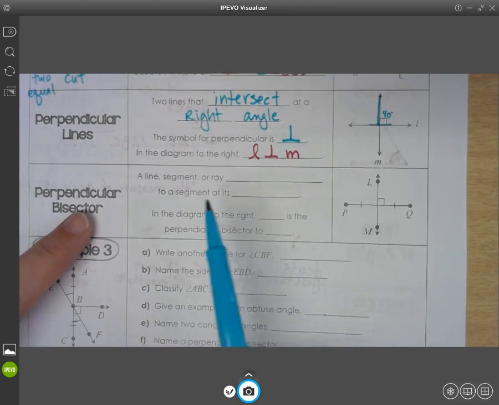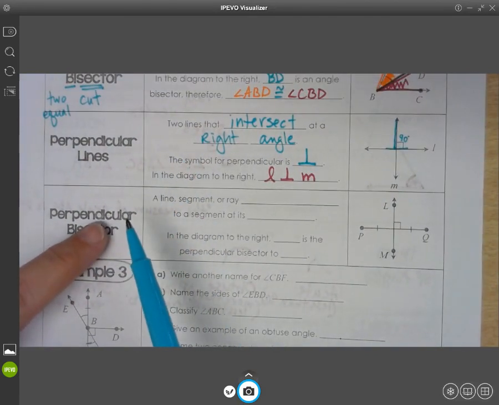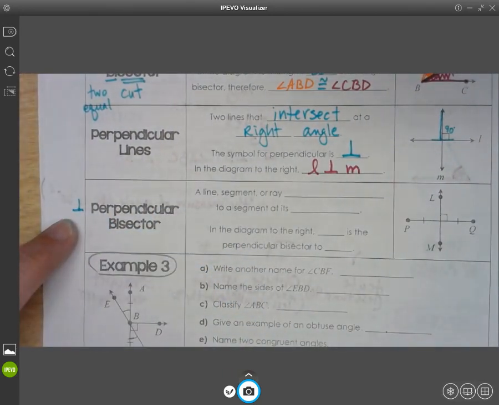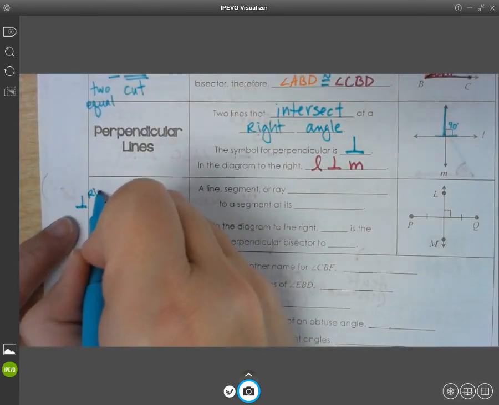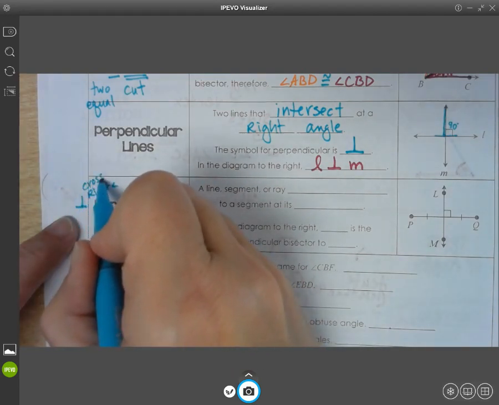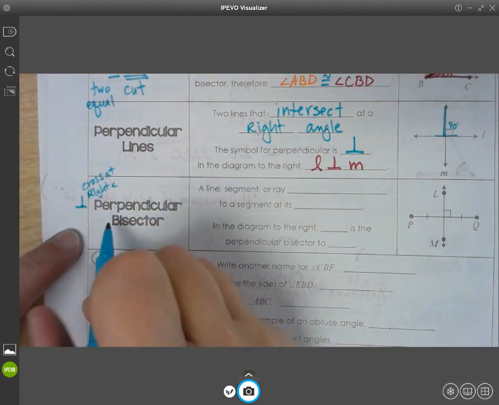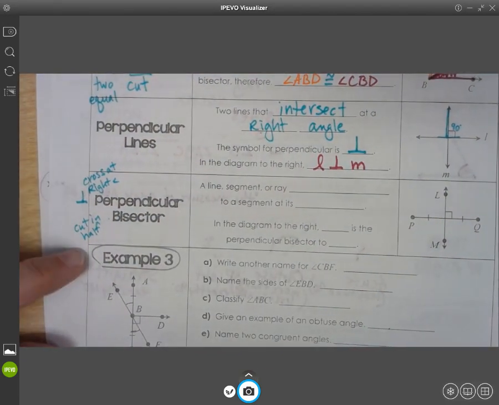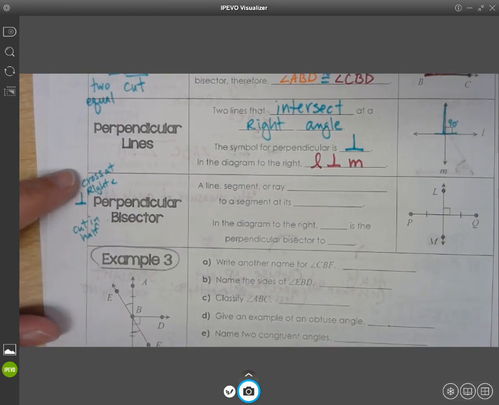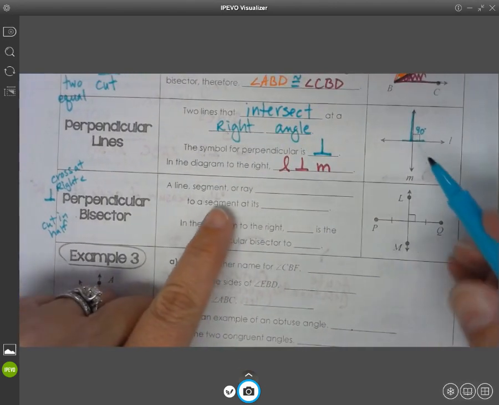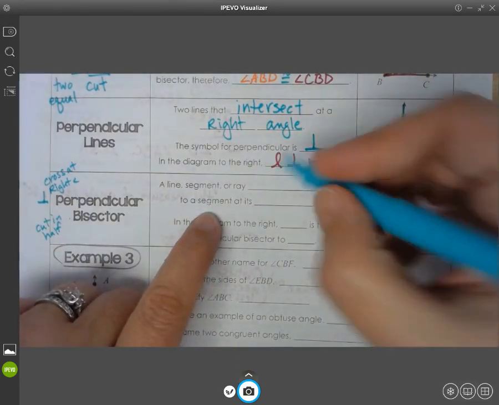Okay, and the last vocabulary word combines the two. So we have something that's perpendicular and a bisector. So this is perpendicular, or right angle, right? Intersect or cross at a right angle. And what's bisect mean again? Bisect, cut in half. So it's going to do both of those things. The two lines are going to cross at a right angle, but they're also going to cut something in half.